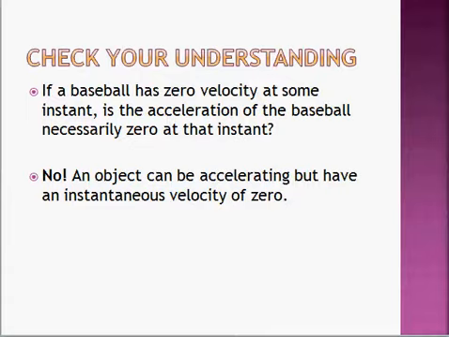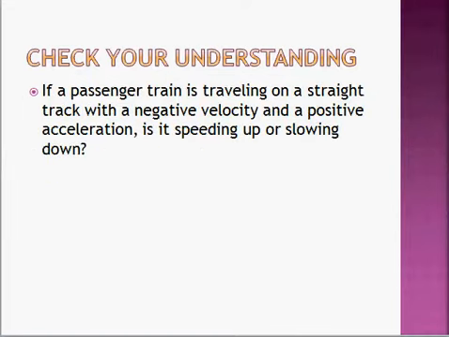All right. Second check your understanding question. If a passenger train is traveling on a straight track with a negative velocity and a positive acceleration, is it speeding up or slowing down? So this is a question related to signs. So we have a negative velocity and a positive acceleration. So is that speeding up, slowing down, or not at all? Is it not changing at all?